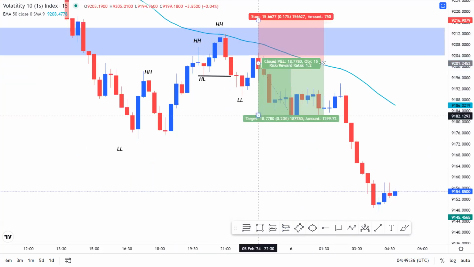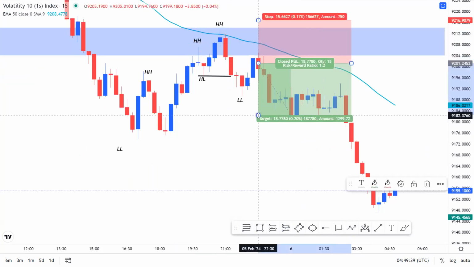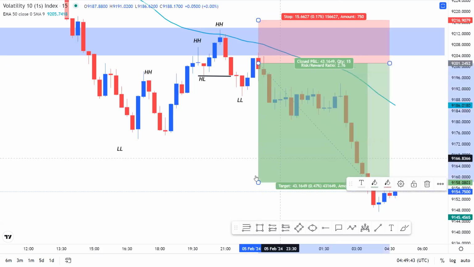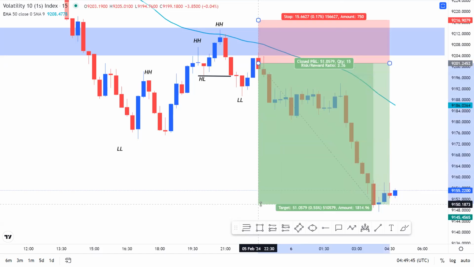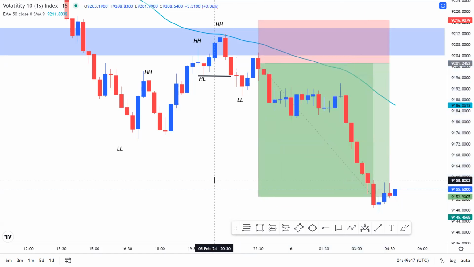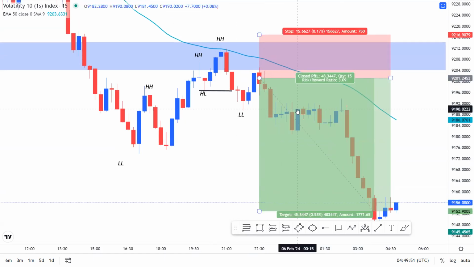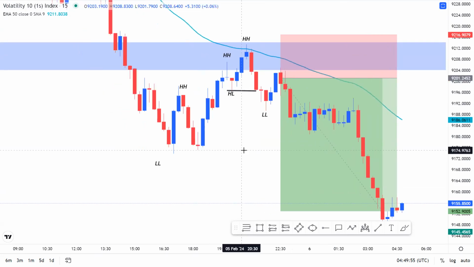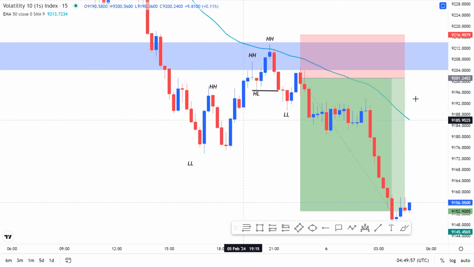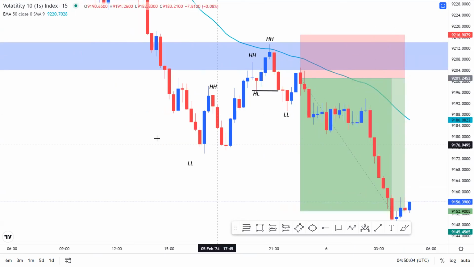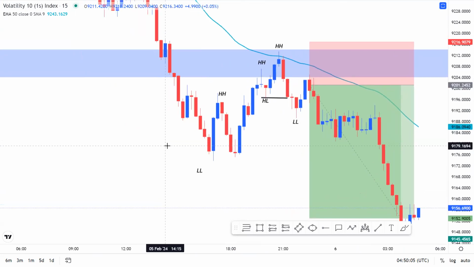And here I had my risk target for a 1 to 3, which ended up playing out perfectly well. Now, like I said, you can target a 1 to 2 risk to reward or a maximum of 1 to 3 risk to reward on this. And that's how I caught myself a nice 1 to 2 risk to reward on the Volatility 10 (1s) index for a trend continuation scalping trade.